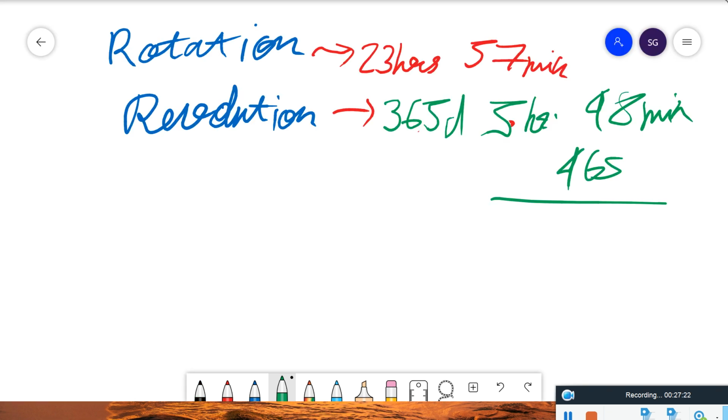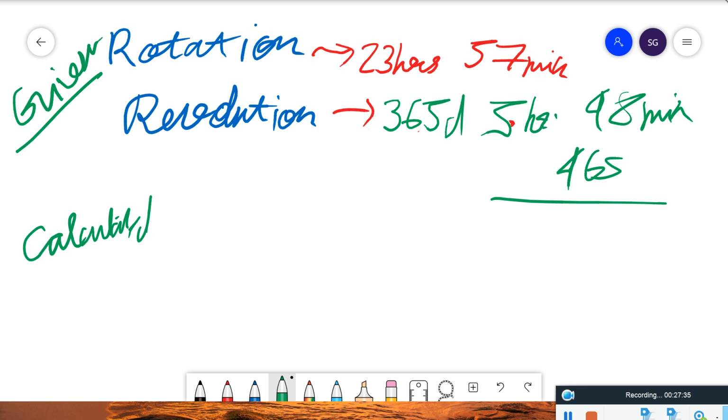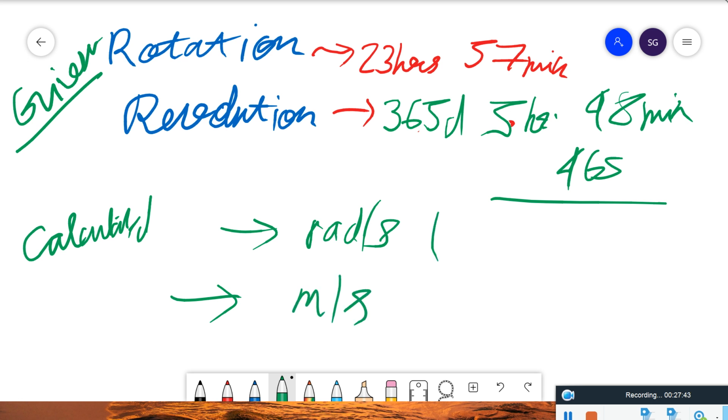Now this is our given data, we know this, and what is to be calculated. Always do this in a question: first write the given and what is to be calculated. I need the rotation in radians per second, and the revolution in meters per second, that is the angular velocity, and this is the linear velocity. So let us start.